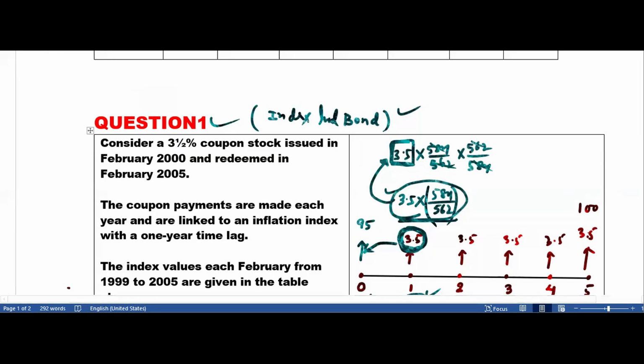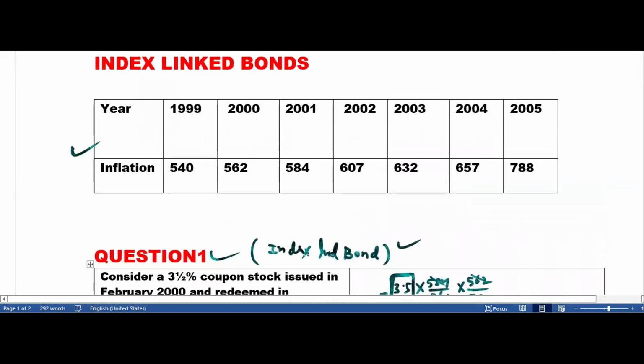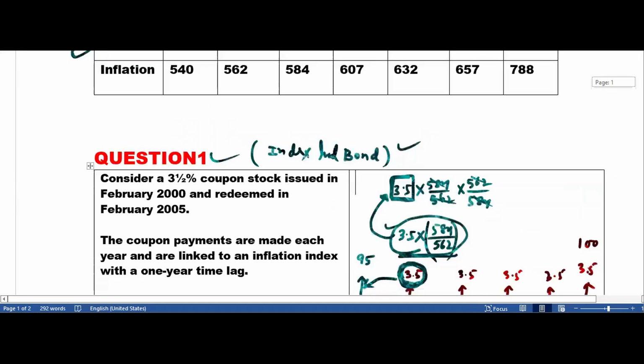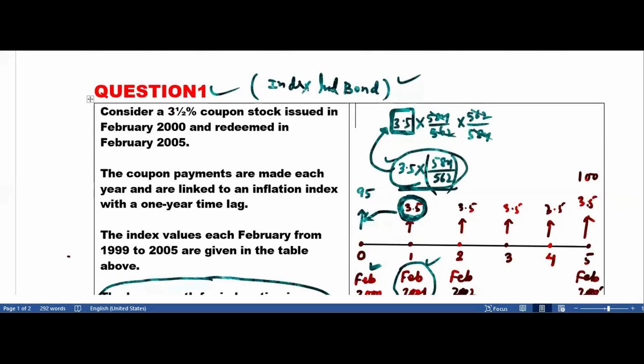Now there is one problem, because this index linked bond, this inflation index, retail price index, or consumer price index, whatever indices you will have, those are published by different companies. Suppose this is published by a company now here in India, Indian Statistical Organization, that is in Delhi, one company, but the bonds are issued by hundreds of companies.